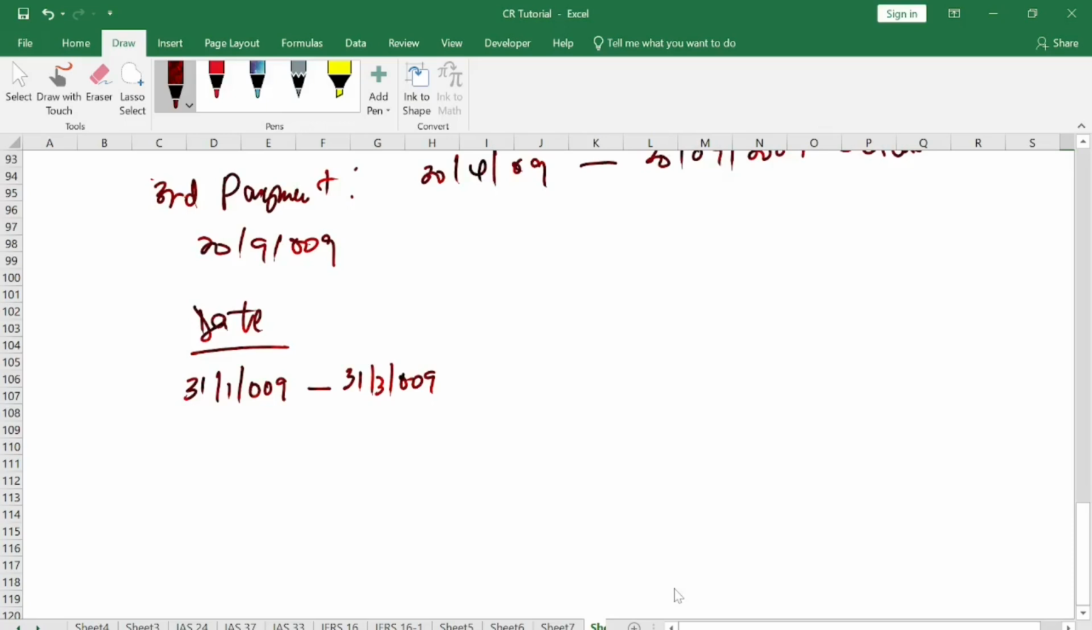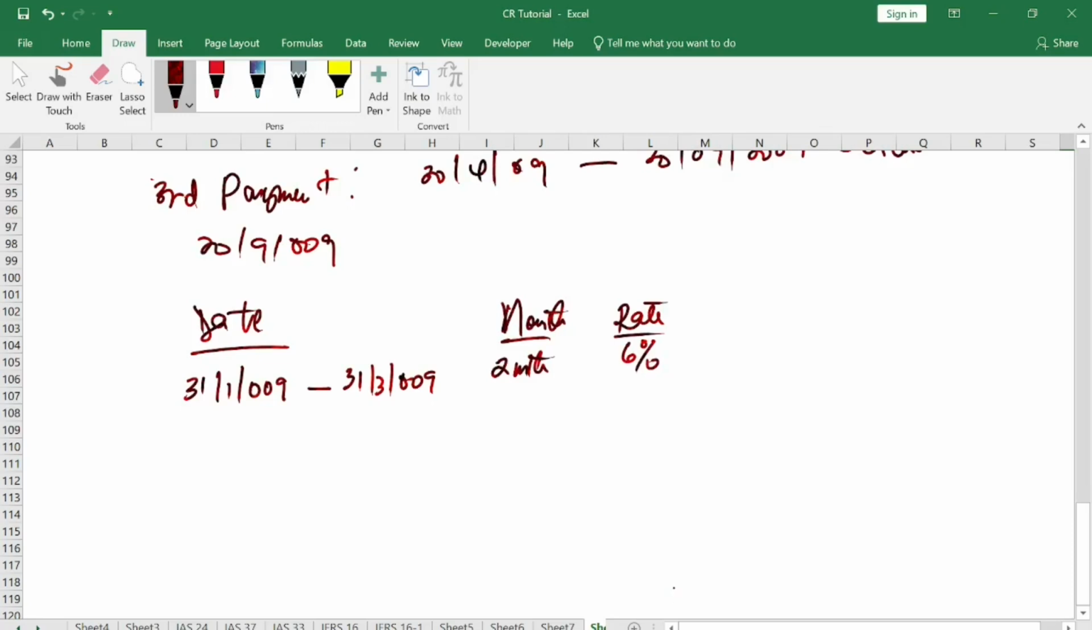So here, how do we calculate the interest? This gives you the number of months, which is 2 months in between. So you will have your rate here, which is 6%. They say we should invest it at 6% interest.